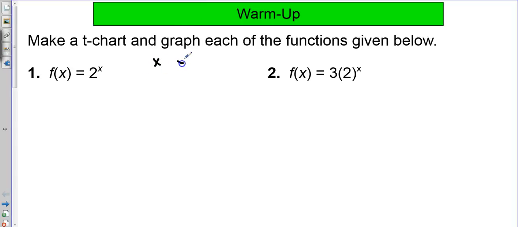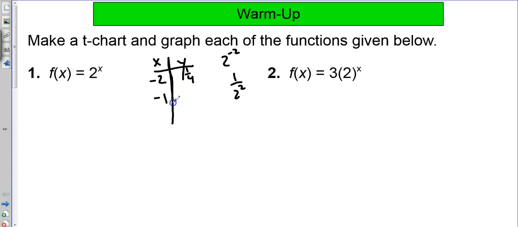So we're just going to plug in values for X and see what we get out of it for Y, or for f of X in this particular case. So usually we want to plug in a couple negatives, so let's start with -2. So 2 to the -2 is going to be 1 over 2 squared. So that's going to be 1 over 4.